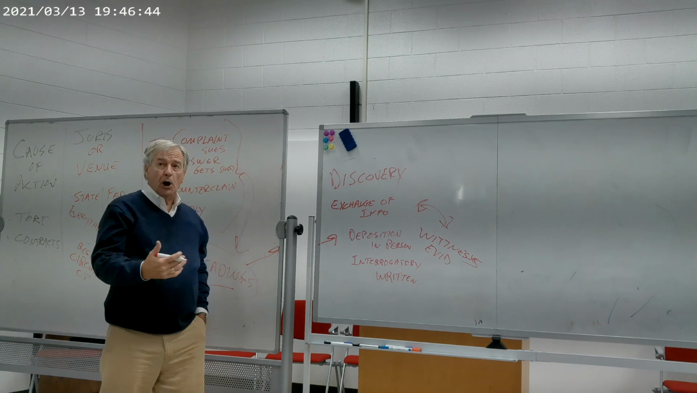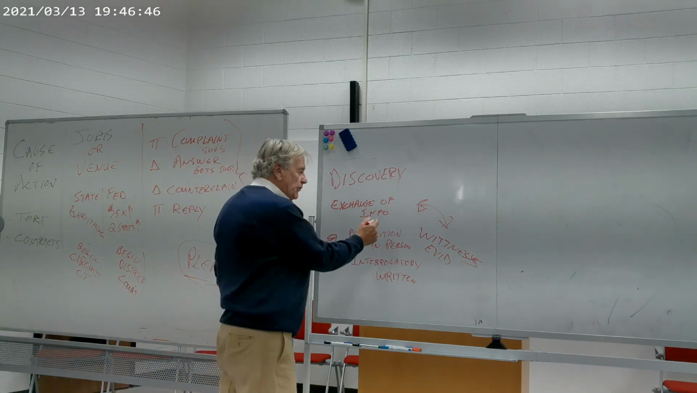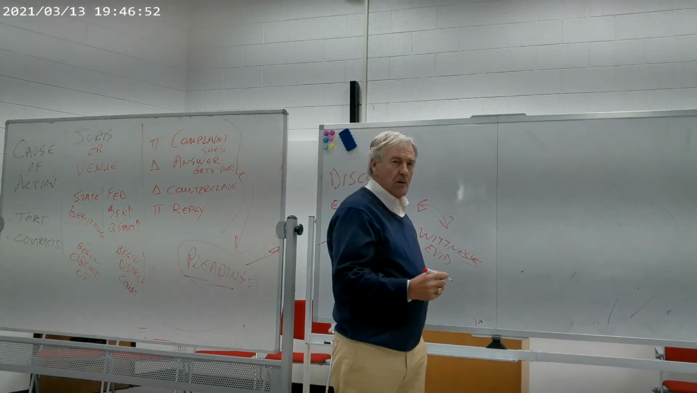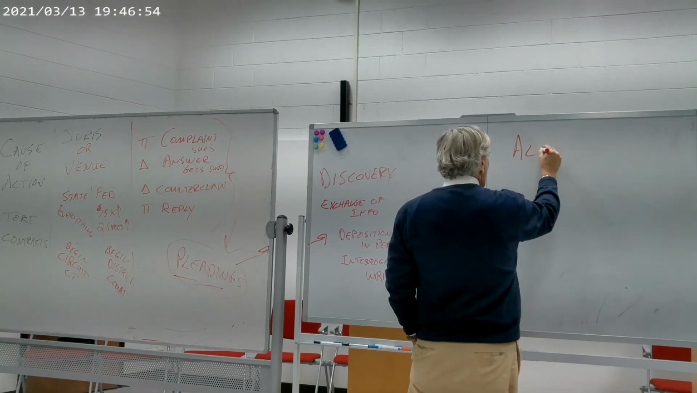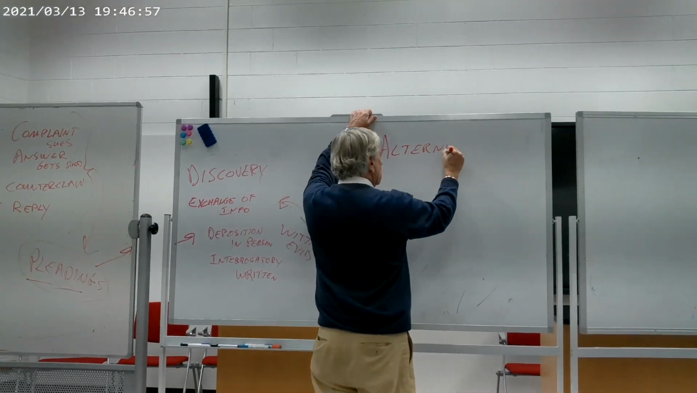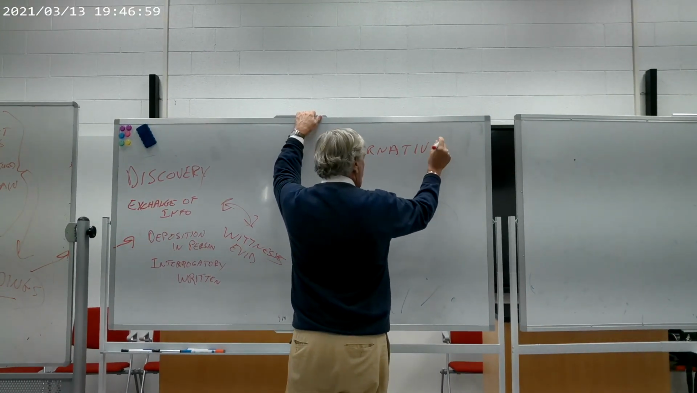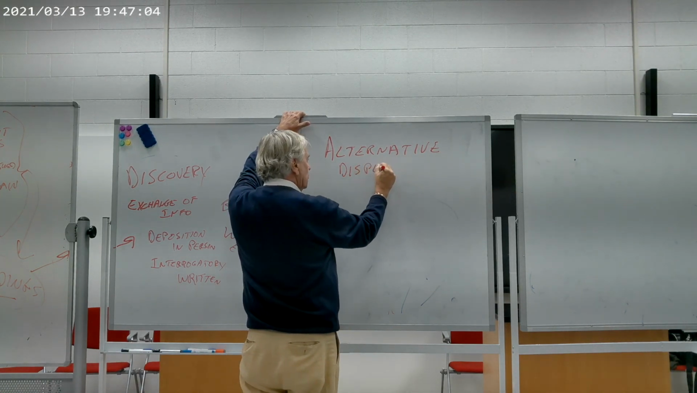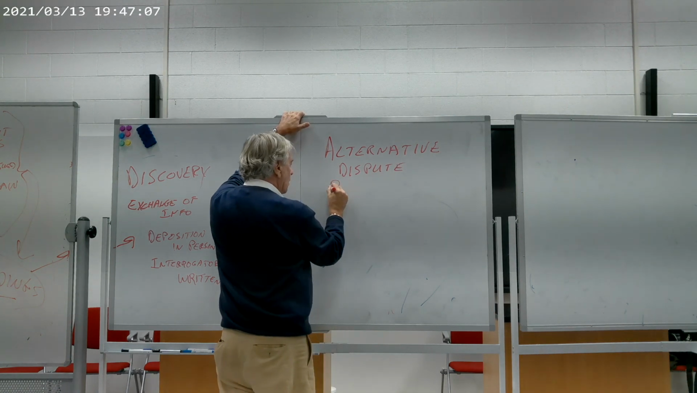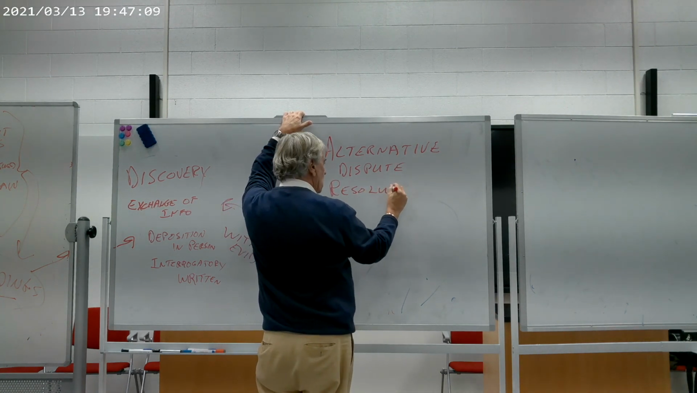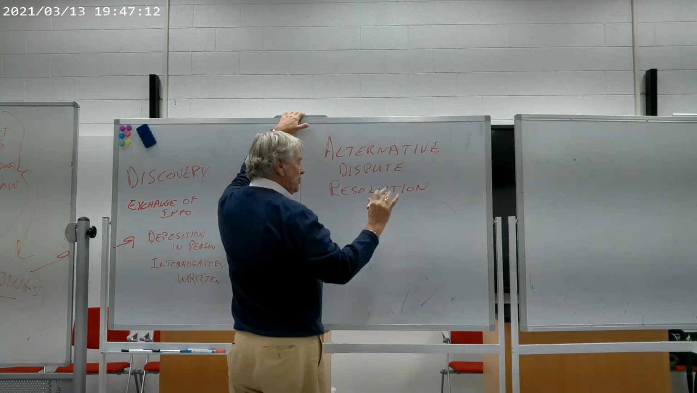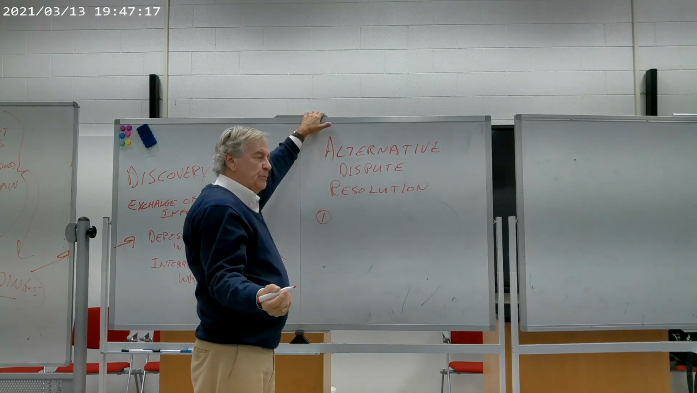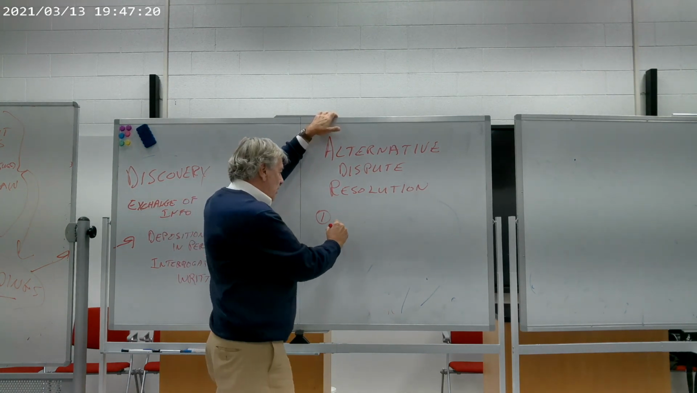So, because time is money, you do the discovery, and then what do you do with the discovery? Alternative to a trial, alternative dispute resolution, which means we've got a lawsuit, and we're going to resolve it. What's the first alternative dispute resolution? Negotiation.